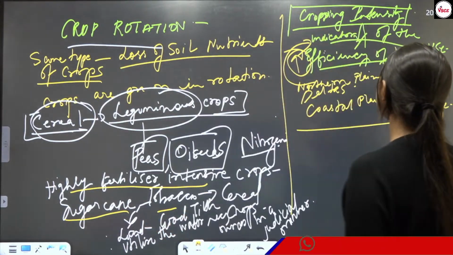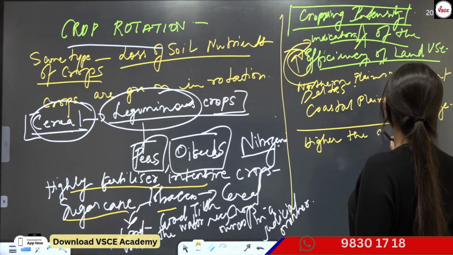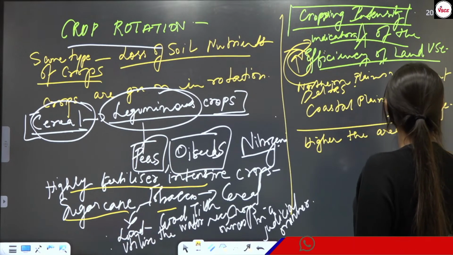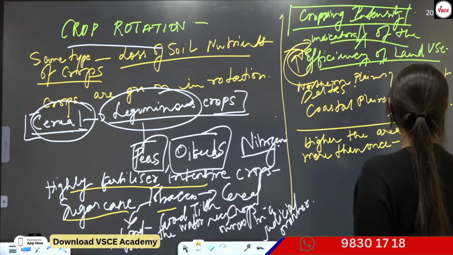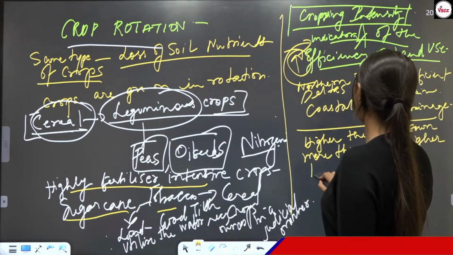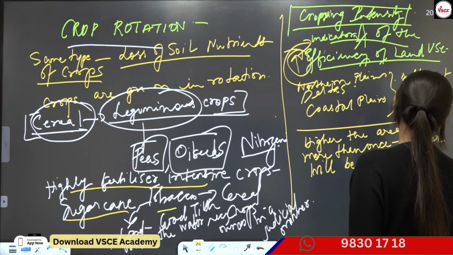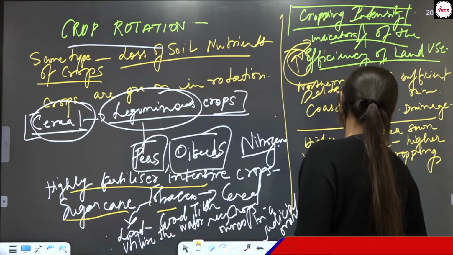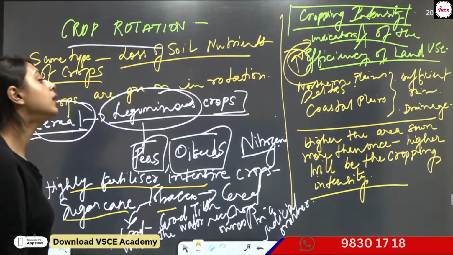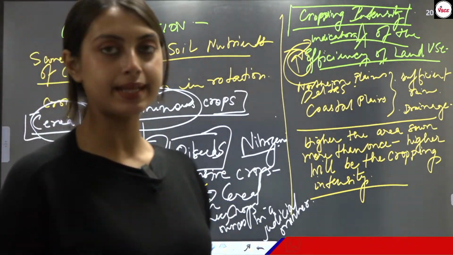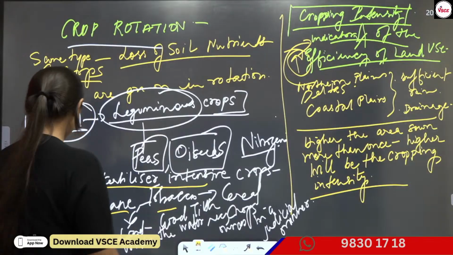So higher the area sown more than once, higher will be the cropping intensity, right? Great, I'm sure everybody is able to follow. Higher the area sown, more will be the cropping intensity. I'm sure this part is clear. Okay, if we need to get into the details, we will see that.